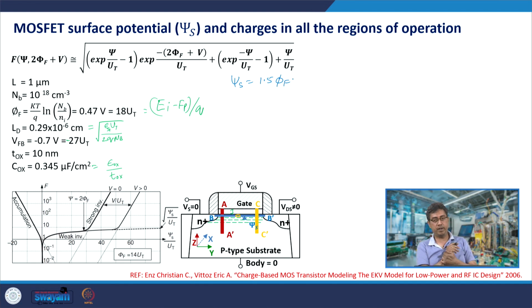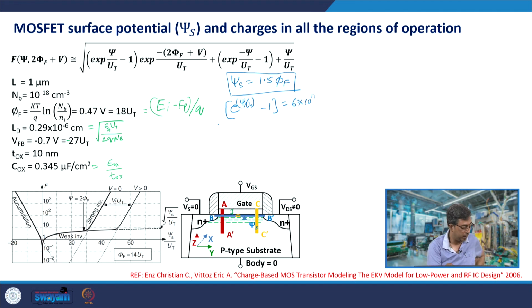So, it is not 2 phi f, we are looking at 1.5 phi f. Here we find that the first term, e to the power, is equal to nearly 6 into 10 to the power 11, and let us calculate this 2 phi f by ut. This comes out to be nearly 2 into 10 to the power.